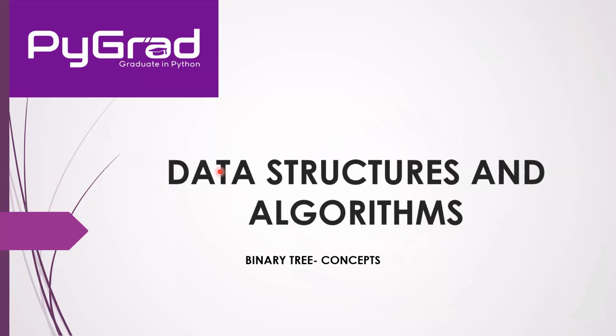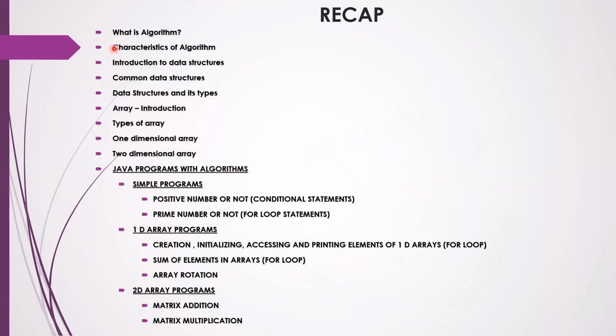Today's session is about data structures and algorithms, in binary tree concepts. So the recap: we have seen what an algorithm is and its characteristics, and an introduction to data structures, wherein we saw there are a variety of data structures like stack, queue, linked list, arrays, then trees, graph. We saw an overview of data structures and their types, like primitive and non-primitive, linear and non-linear.